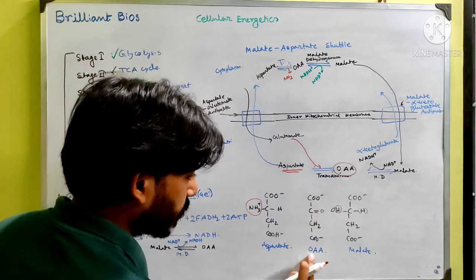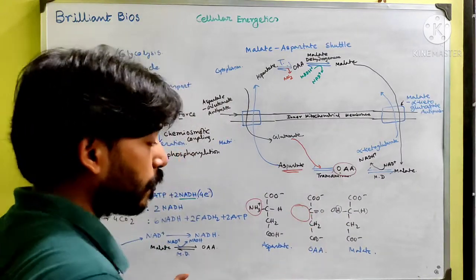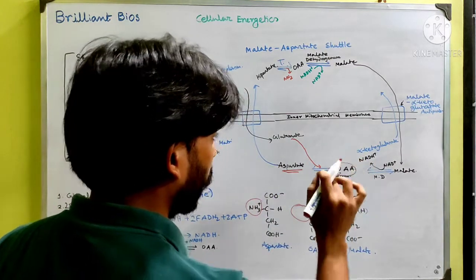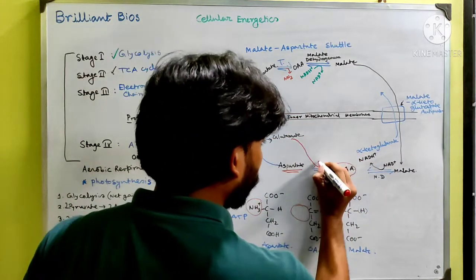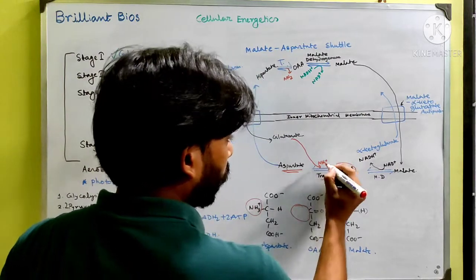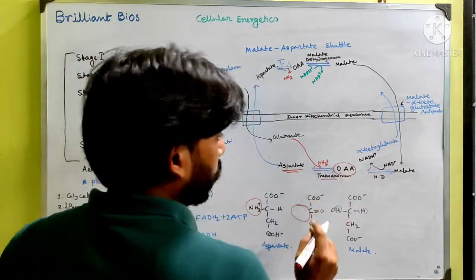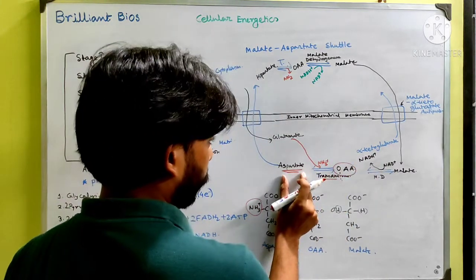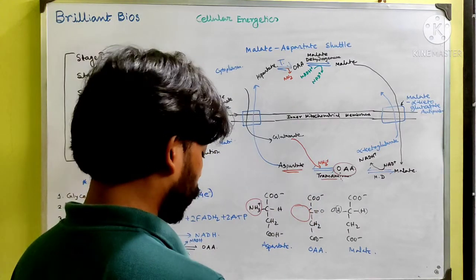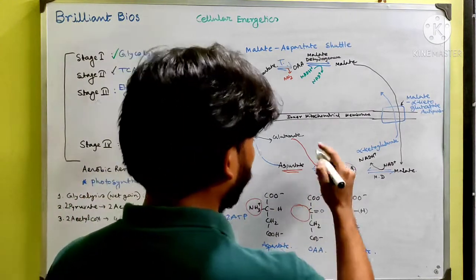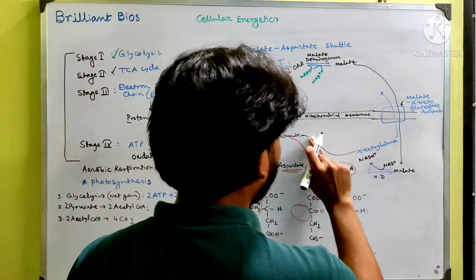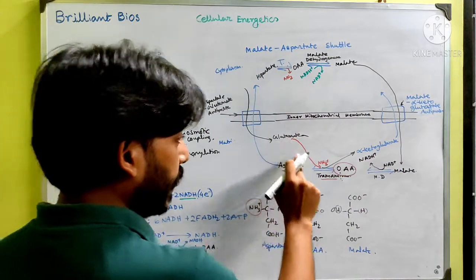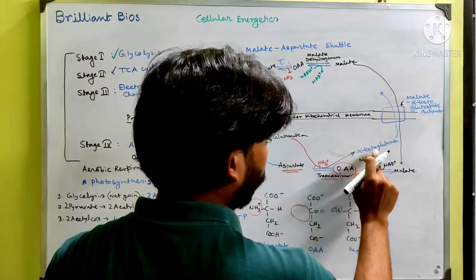You can see the oxaloacetic acid doesn't have the amino group. So where does this amino group come from, when it is converted into aspartate? The transaminase enzyme takes the amino group to the oxaloacetic acid to make it aspartate. Now when glutamate releases the amino group, it becomes the alpha ketoglutarate. So you have to understand this. When this glutamate releases the NH2 group, it becomes the alpha ketoglutarate.